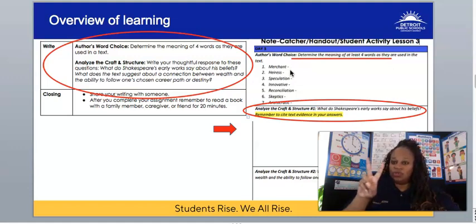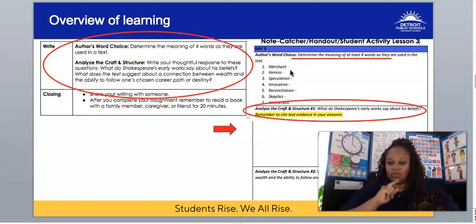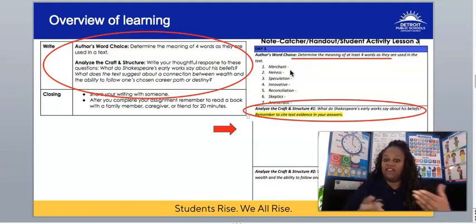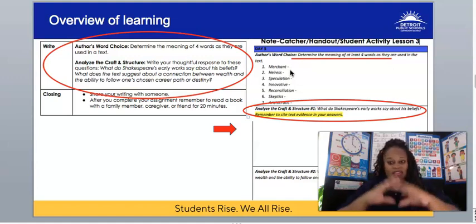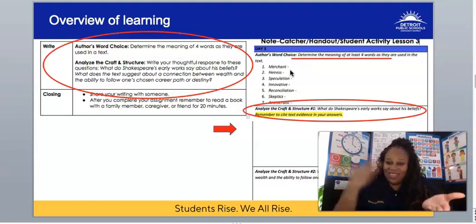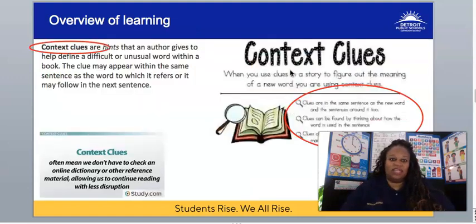Lastly, you will answer 2 analyze the craft and structure questions today. The first question, what do Shakespeare's early works say about his beliefs? We just went over that one. The second question asks about what is inferred, and we did inference yesterday. What can you infer about the connection between Shakespeare's wealth and his ability to follow his own destiny? Or even in a universal sense, not just Shakespeare, anyone's wealth and their ability to follow their own destiny.